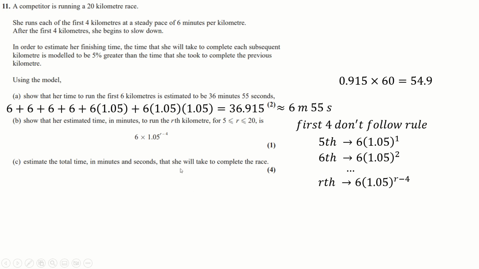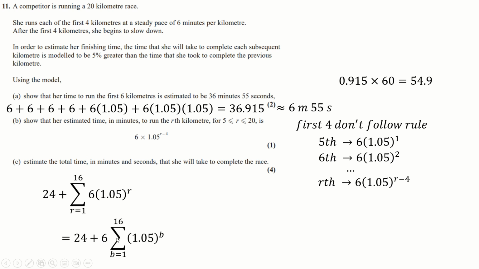Anyway, estimate the total time it will take to complete the race. So we're going to have the original 24 minutes plus the sum of 6 times 1.05 to the power r, where r goes from 1 up to 16, because there are 4 kilometers done without this rule, 20 kilometers in total, so there must be 16 following the rule. And all we have to do is do this. I think I just moved the 6 out because I don't need it, and then, for some reason, randomly changed this to b. I don't know why I did that. I guess it's still mathematically correct, sort of.